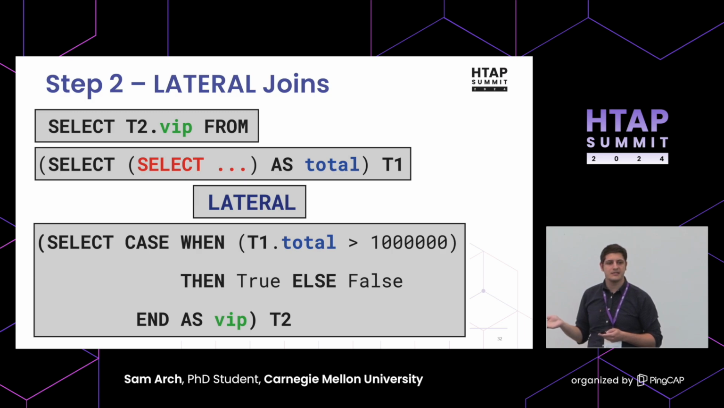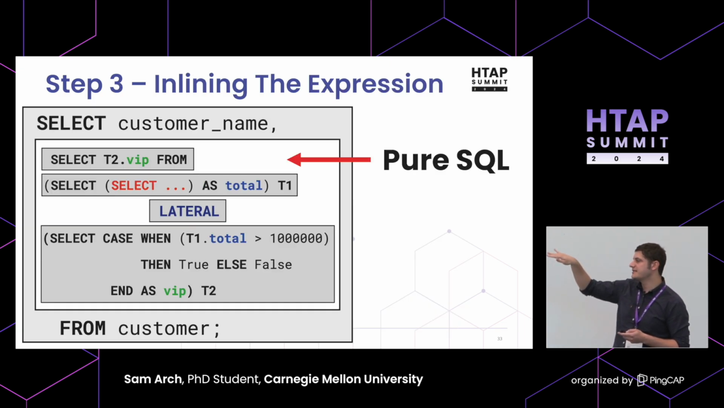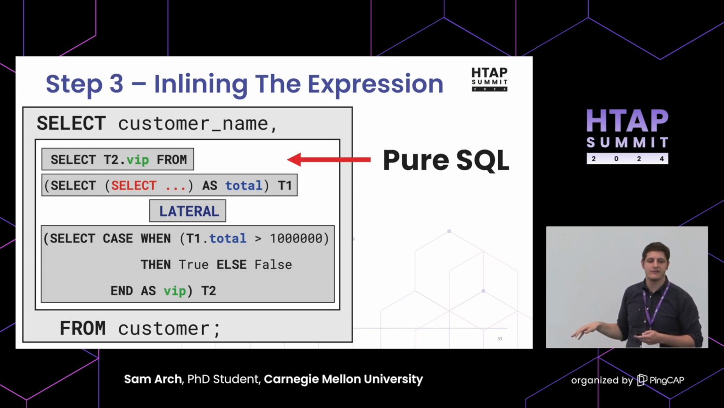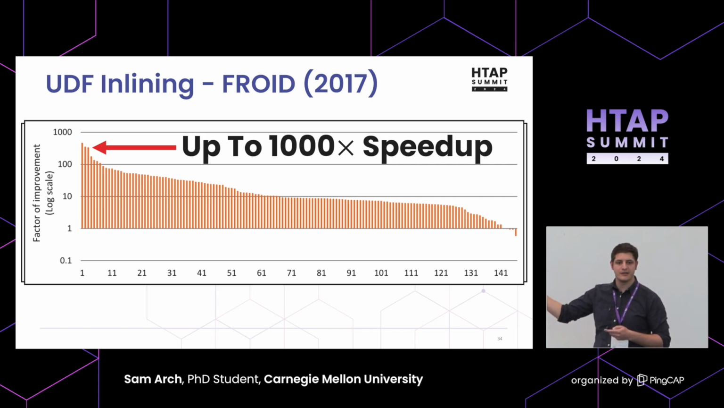So the last step is that we just have to inline, or replace, the UDF call with this translated SQL expression as a subquery. And once we've done that, what we're left with is a pure SQL query without any UDF calls, because inlining essentially removes all of those UDF calls by translating them to SQL. So this is why Freud is able to get such huge speedups, up to 1,000x, because you've gone from a UDF call, which is an opaque function that the database system can't optimize effectively, into a pure SQL query that has decades of research behind it in terms of how to optimize it.